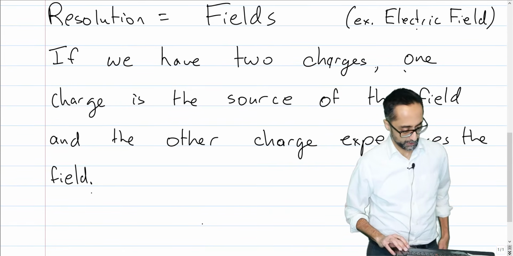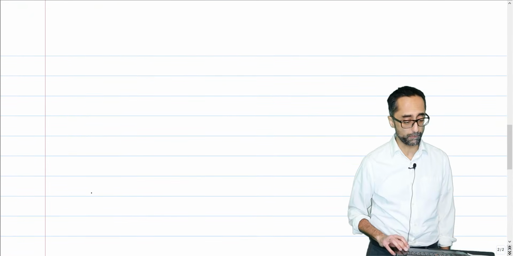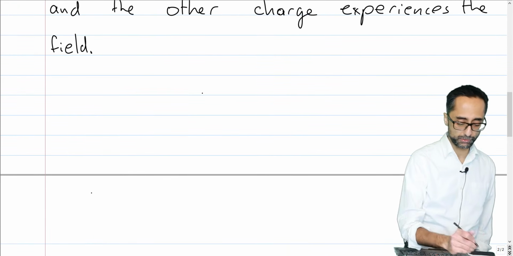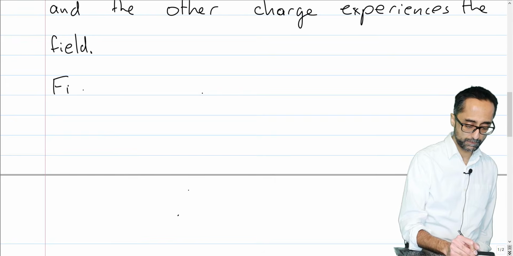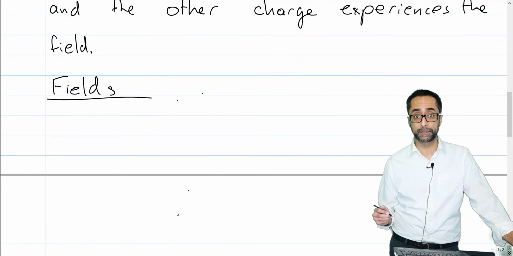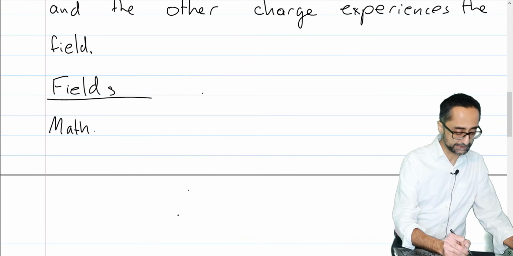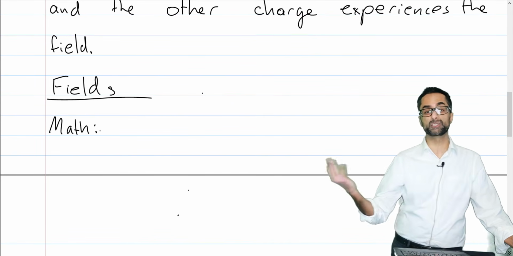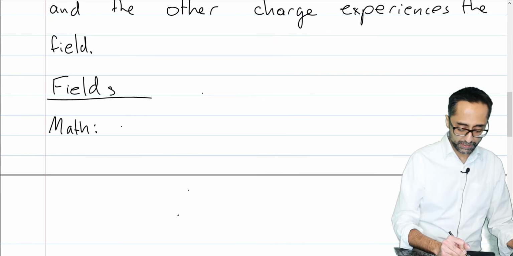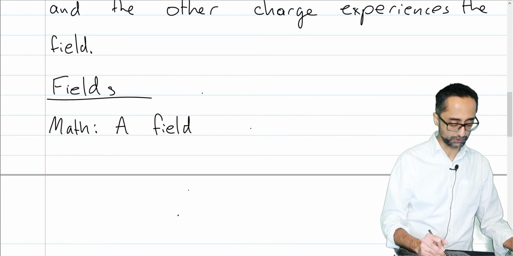All right. So to really understand this concept, we need to understand a bit more about fields in general. And so let's talk about fields. And the first type of field we want to talk about is a mathematical field, because a mathematical field in some ways is the easiest to understand because it has no physical meaning. It's just a bunch of numbers, and a bunch of numbers can be quite easy to understand. So in math, a field is a function.